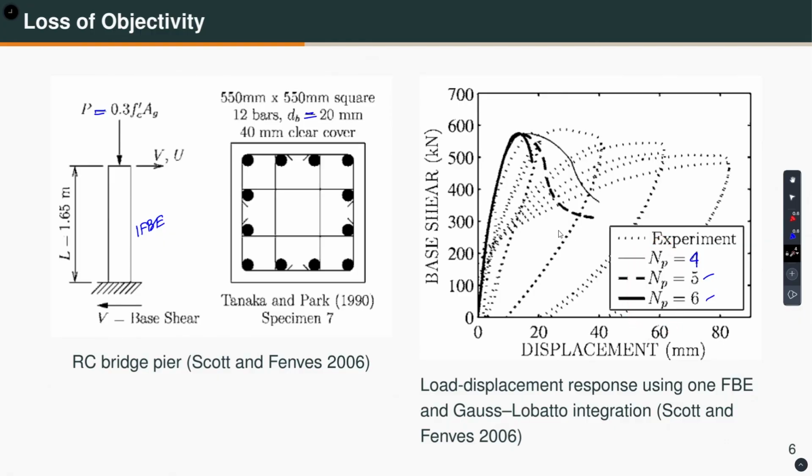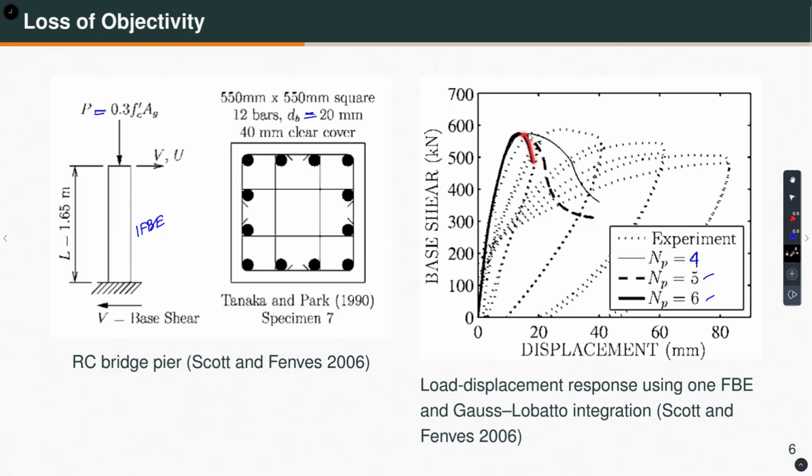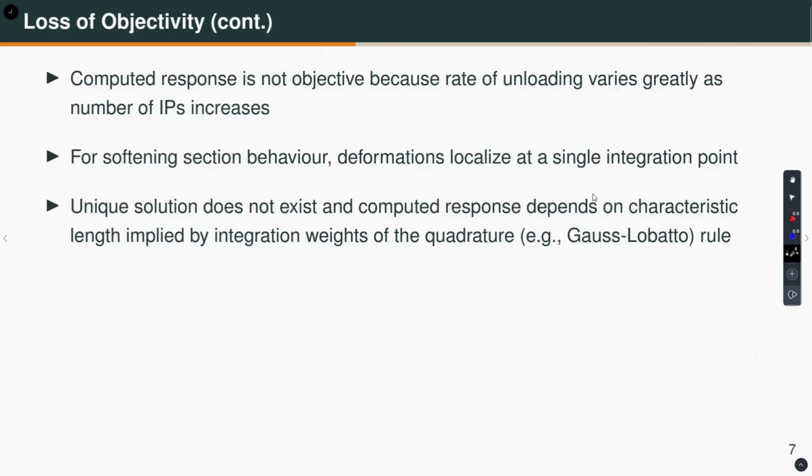So, what is the exact solution? We do not know. But before we get into further discussion, let us understand why is this happening, why there is a loss of objectivity in the global response, okay. So, before we proceed further, let us make note of these few points. So, computed response is not objective because rate of unloading varies greatly as the number of integration points increases. That means, actually I should not say unloading, but it is like the post peak response that varies greatly as the number of integration point increases, okay.